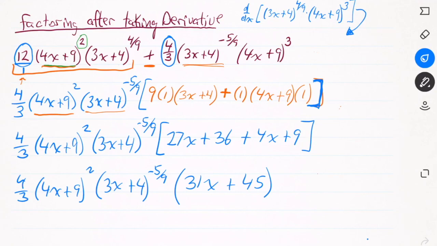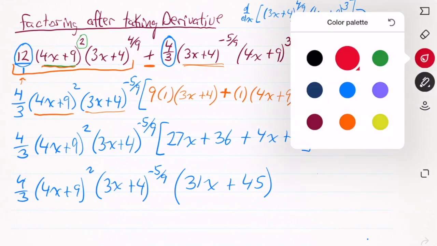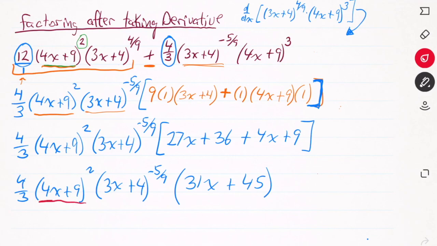So if I did have to set this equal to 0 to find horizontal tangents, I would set the following equal to 0. This factor equal to 0, which basically you can ignore the square and you'll get the answer negative 9/4. This factor equal to 0, you'll get negative 45/31. But this one I cannot set equal to 0 because it's in the denominator because the power is negative. So be really careful of that in the next section. But that is factored form.